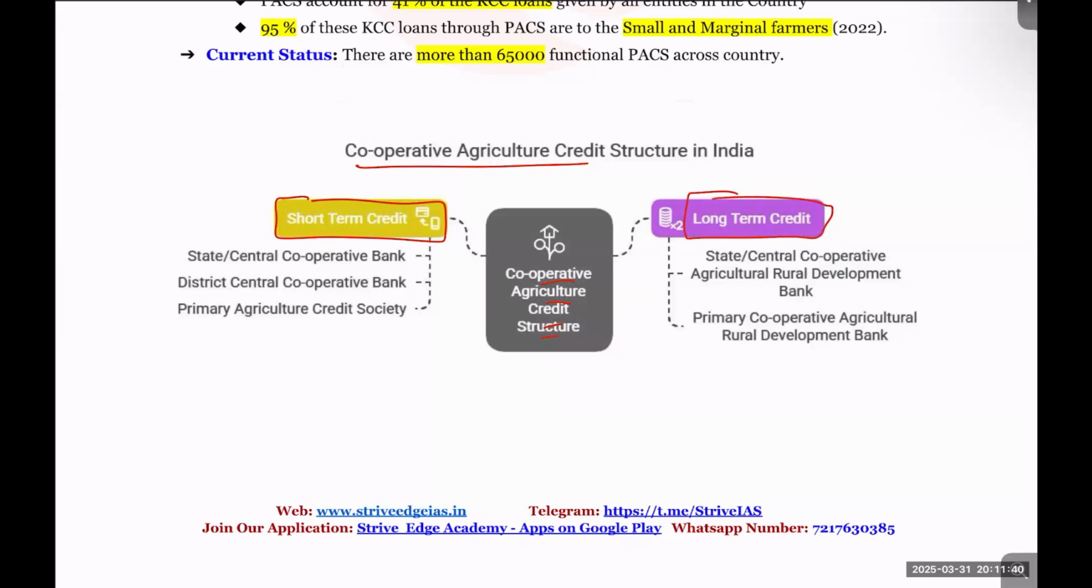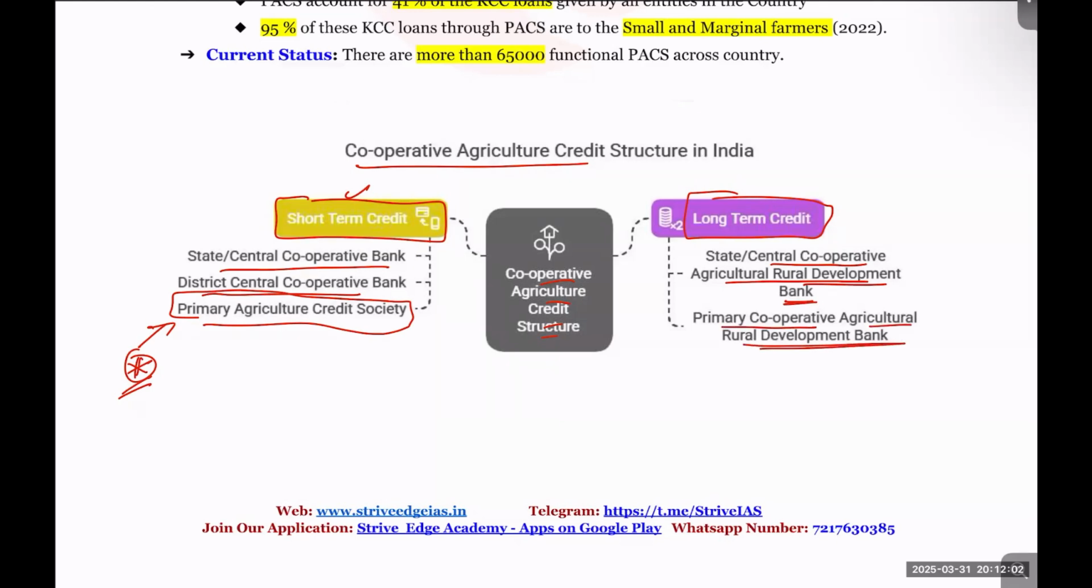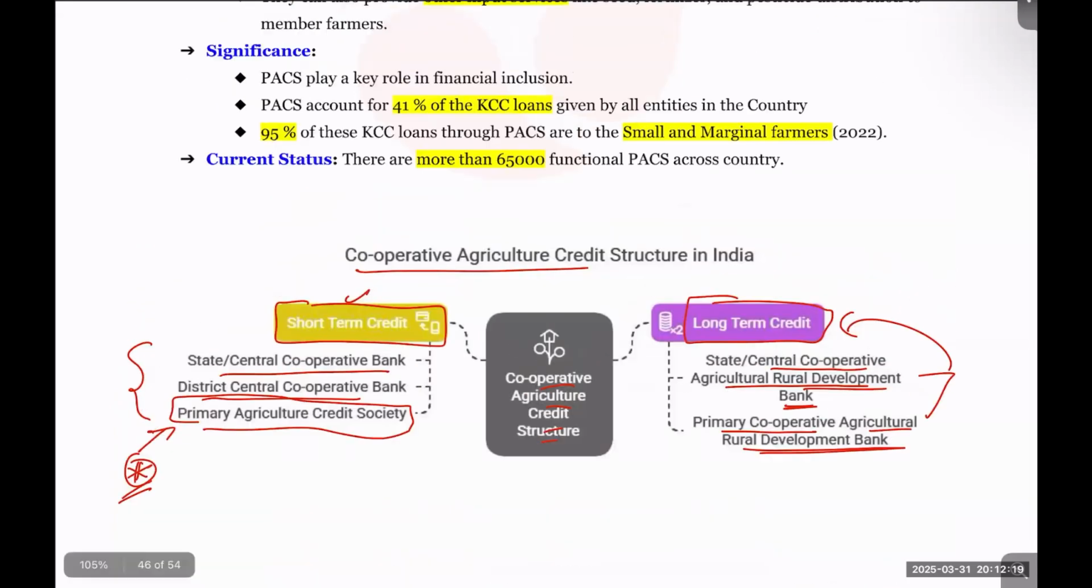In short term credit, state central cooperative banks are there, district central cooperative banks are there, and primary agriculture credit societies are there, which we are currently reading. In the long term category, state cooperative agriculture rural development banks are there, and primary cooperative agriculture rural development banks are there. So these two types of institutions work for the long term finance of the agriculture sector, and these three are at the short term level. And one of them, the primary agriculture credit societies, we are referring to in this article.